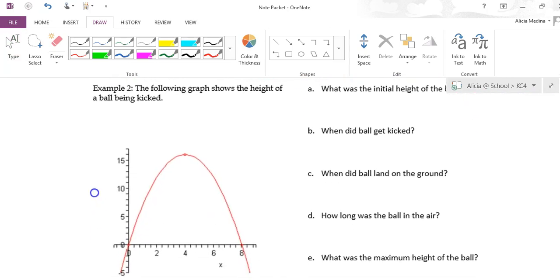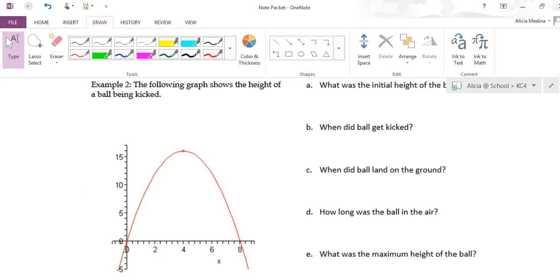Let's look at example number 2. The following example shows the height of a ball being kicked. All right, so the first thing is look at our x and y axis. Something that I want to label right here for you guys is that our initial height, we're going to say that this is in meters this time, represented by m. And our time, we're still going to use time, and that's going to be measured in seconds.